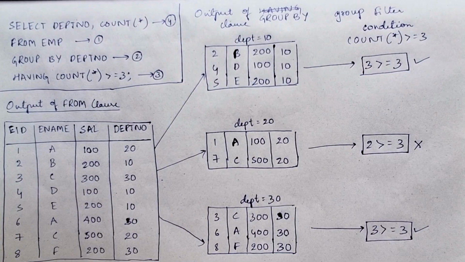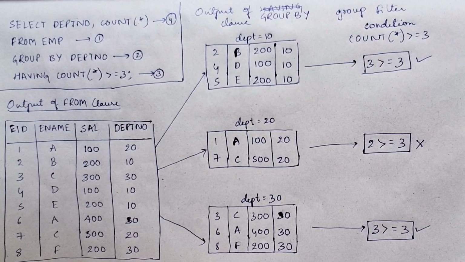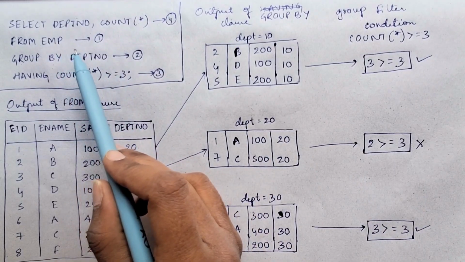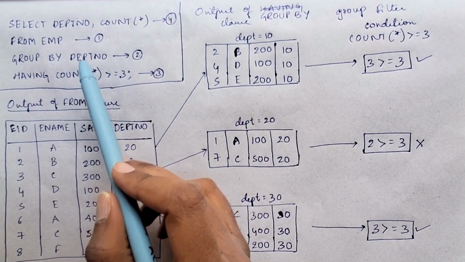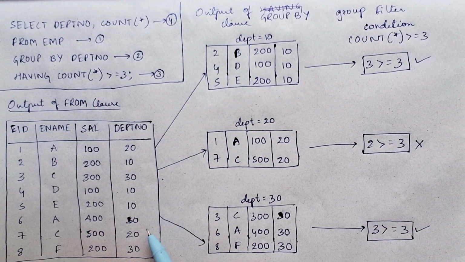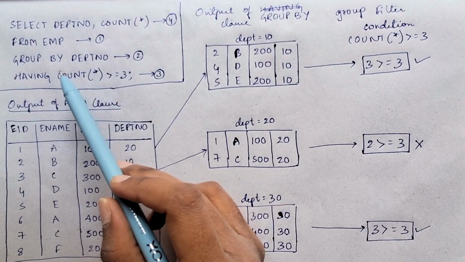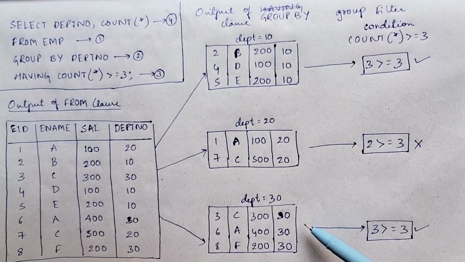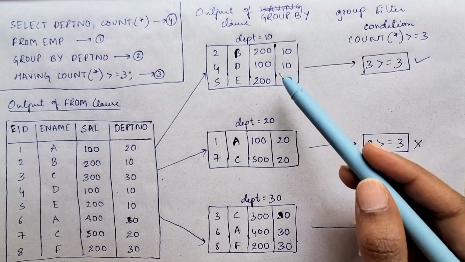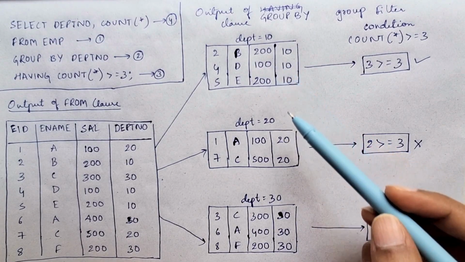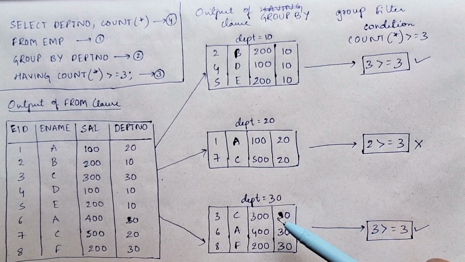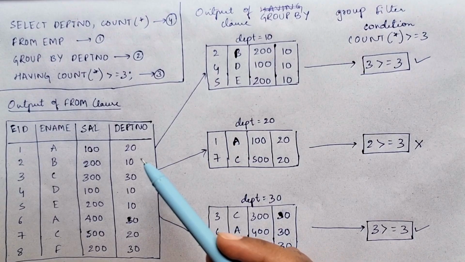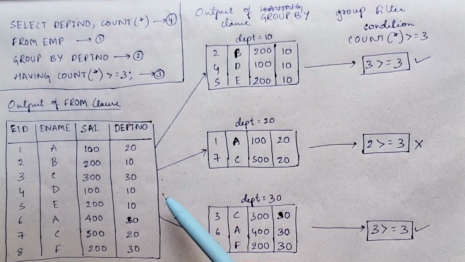Now we will see how the having clause works internally. First, the from clause executes. So SQL reads all the rows from the EMP table without applying any condition. Next, group by clause executes. Here, the rows are grouped based on department number. So all employees of department 10 come together, department 20 come together, and department 30 come together because we have only 3 departments, that is 10, 20 and 30.